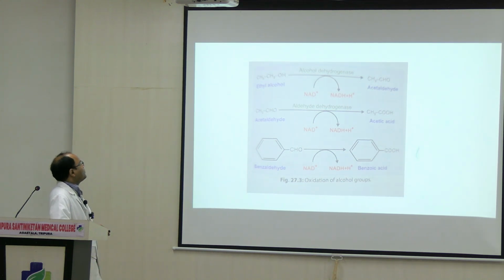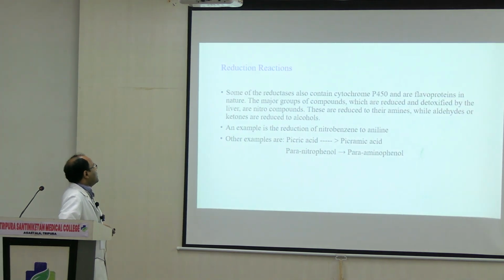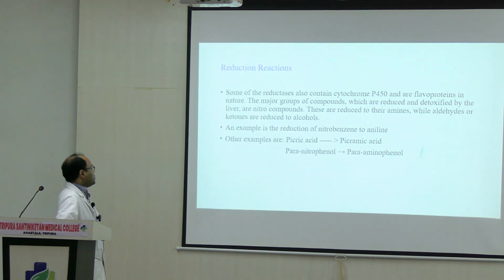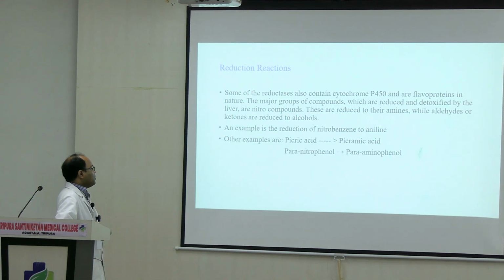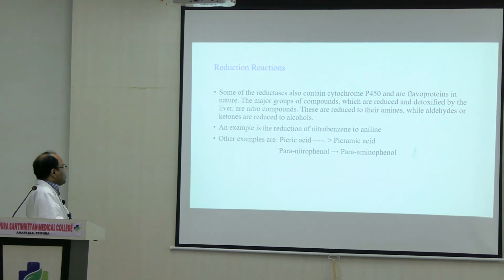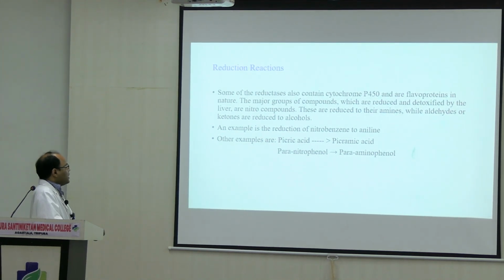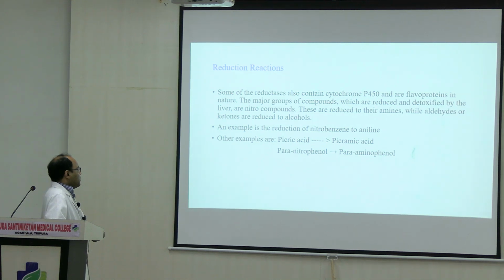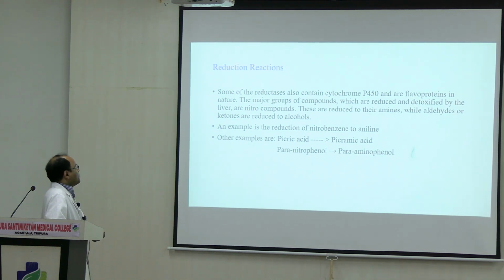Next, reduction reaction. Some of these reactions also involve Cytochrome P450 and flavoprotein in nature. The major group of compounds which are reduced and detoxified by the liver are nitro compounds. These are reduced to their amines, while aldehydes and ketones are reduced to alcohol. Example is reduction of nitrobenzene to aniline. Other examples are picric acid to picramic acid, and para-nitrophenol to para-aminophenol.